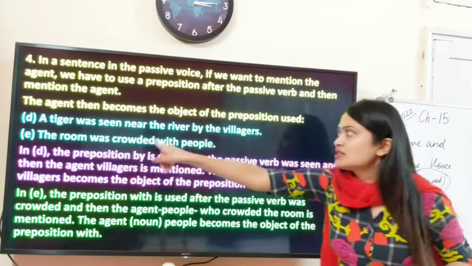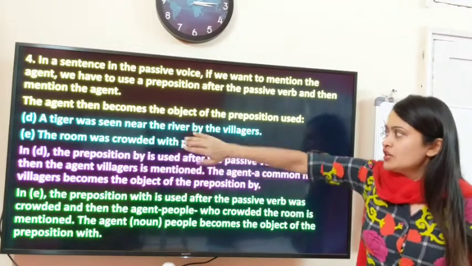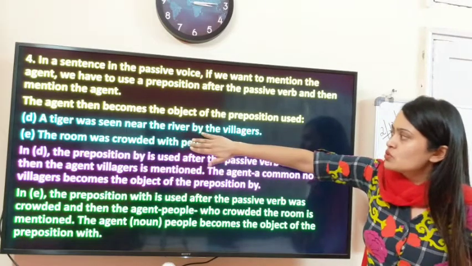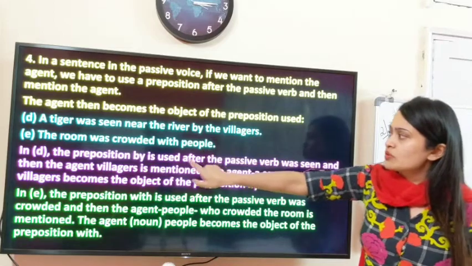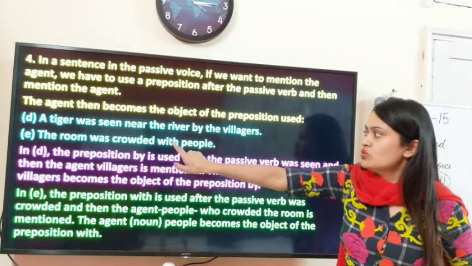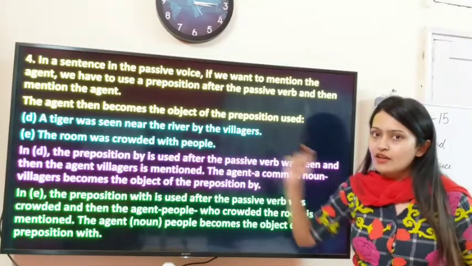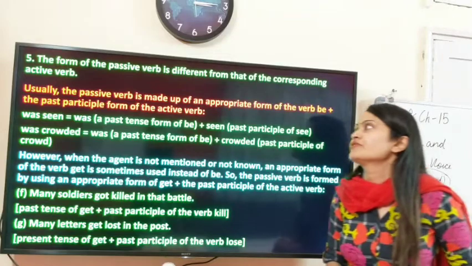Subject, this is the verb, okay, this is the preposition, and this is the object. It could have been just this much, but we wanted a doer, so we've used a preposition and an object. And now this object will be the object of the preposition with. This object will be the object of the preposition by. Understood, children? Next point of difference.